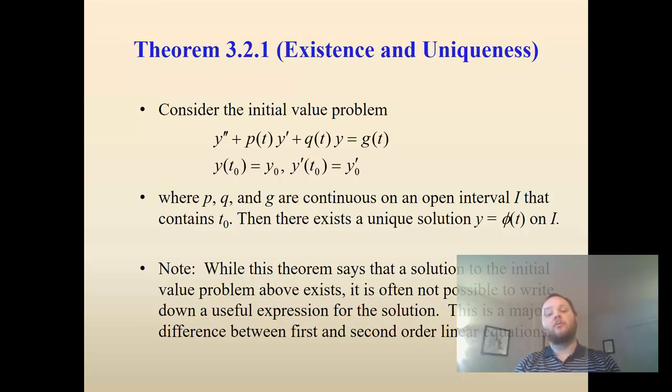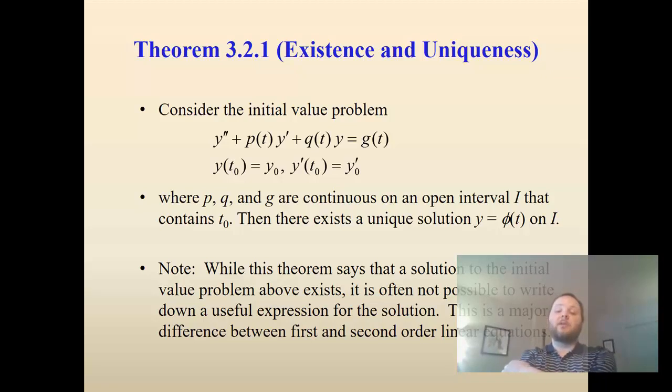So theorem 3.2.1 is the existence and uniqueness. Taking a look at this system right here, if I assume that p, q, and g are functions which are continuous on some open interval around my initial conditions, then I will have a unique solution. Not only does the solution exist, but it will be the only solution. That's why we call it existence and uniqueness, because not only does it exist, it is the only one that works.